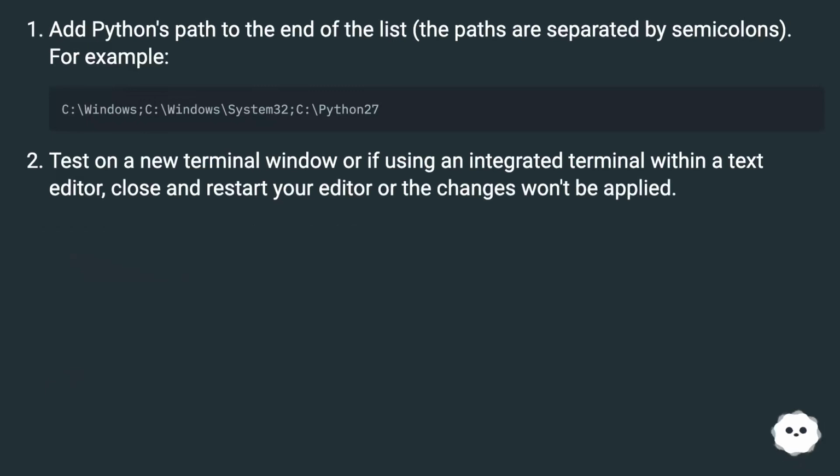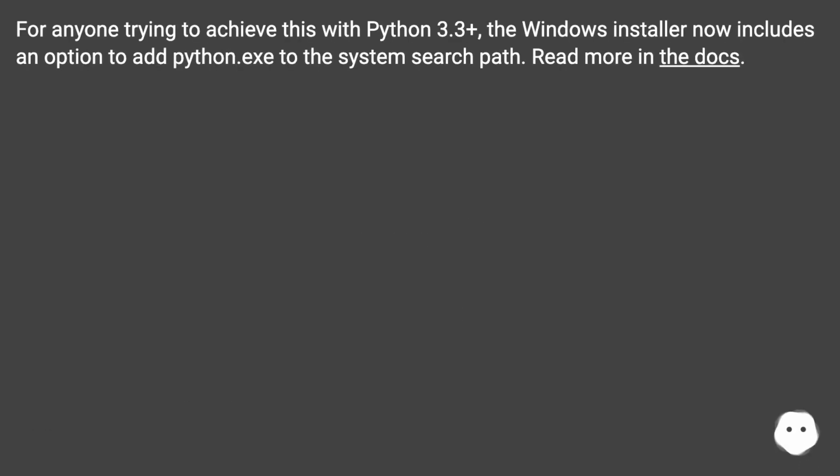Test on a new terminal window, or if using an integrated terminal within a text editor, close and restart your editor or the changes won't be applied. For anyone trying to achieve this with Python 3.3+, the Windows installer now includes an option to add python.exe to the system search path. Read more in the docs.